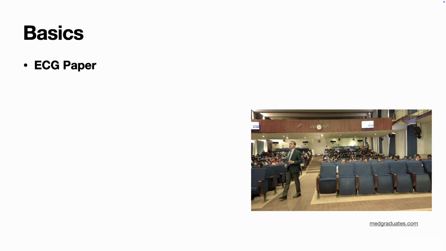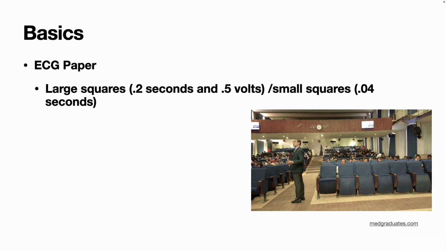Now ECG paper, you have seen ECG paper? It's a grid-like structure. You see small squares and you see bold large squares. Large square on horizontal axis means 0.2 seconds and on vertical axis it is 0.5 volts. So a small square is 0.04 seconds or 40 milliseconds. So 0.2 seconds is one large square. So in 1 second we will have 5 large squares. This will be required when we are calculating the heart rate from the ECG.